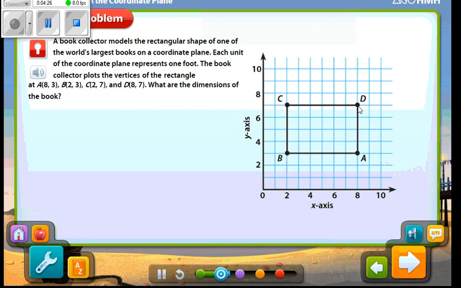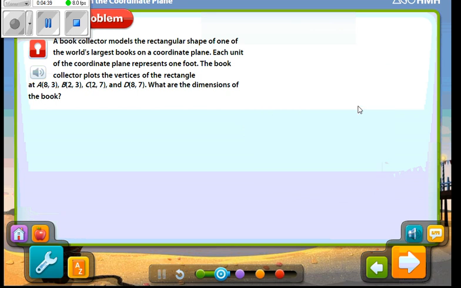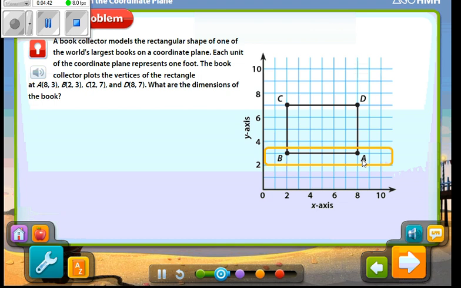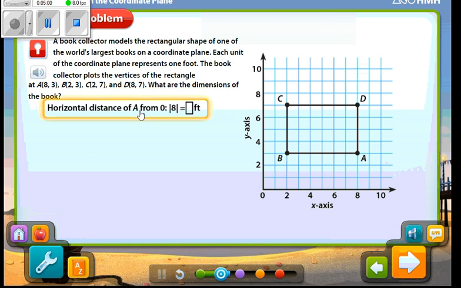The dimensions of the book are represented by the dimensions of the rectangle. Let's find the length of the rectangle by finding the distance between points A (8, 3) and B (2, 3). Since the y-coordinates are the same, points A and B lie on a horizontal line. Think of this line passing through A and B as a number line. What is the horizontal distance of A from 0? Eight feet.